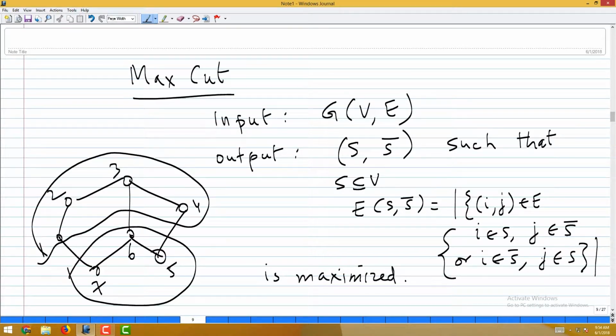Let us pick an edge x y. I want x to be in S, y in S bar. What is the probability of that happening? What is the probability that x is in S? 1 by 2, because that is how I chose. What is the probability that y is in S bar? 1 by 2. What is the probability that both simultaneously happen? 1 by 4. And then I have the other probability of this happening, that is also 1 by 4. So, you will add both of these, because these are exclusive events.